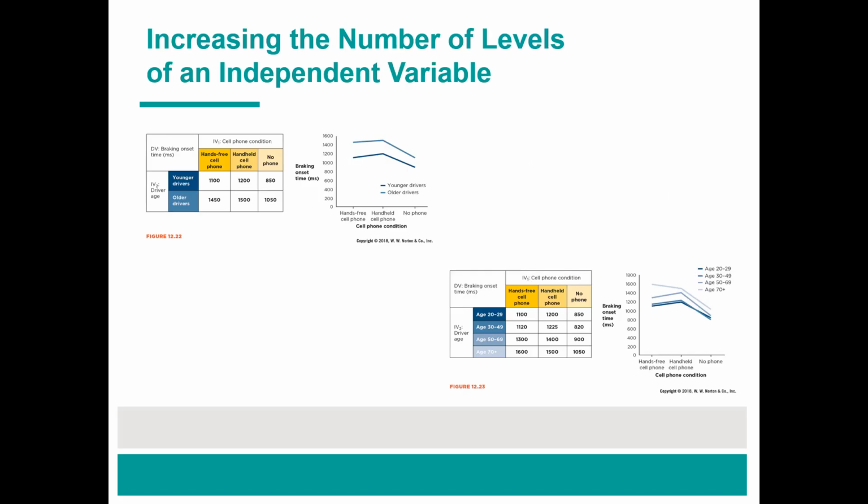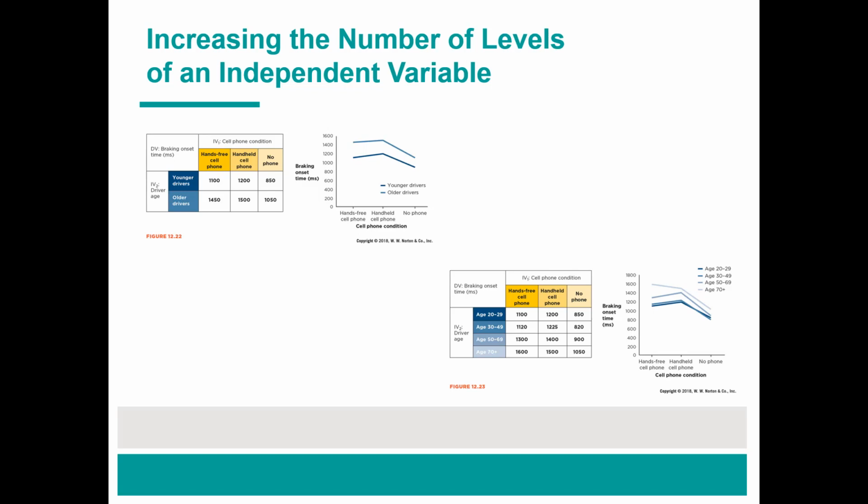Researchers can also add more levels to their independent variables. Suppose that Strayer and Drews decided to turn their 2x2 factorial design on cell phone use and driving into a 2x3 factorial design by adding a third level to the cell phone condition independent variable, perhaps by having a handheld cell phone, hands-free cell phone, and no phone at all condition. This would change the number of cells from 4 in a 2x2 to 6 in a 2x3. You can see this depicted in the top figure.